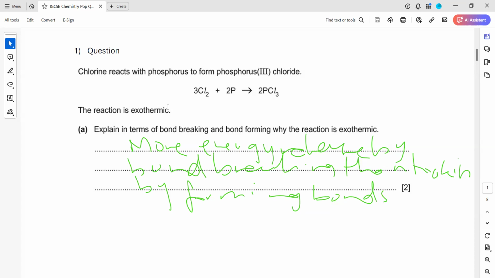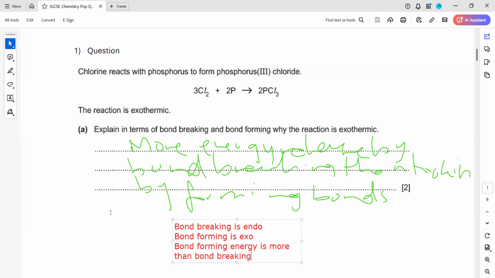So the points, simple answer: you will mention bond breaking is endo, bond forming is exo. That is 1 mark. Then here in this example, the bond forming energy is more than bond breaking. That's why the overall reaction is exothermic.